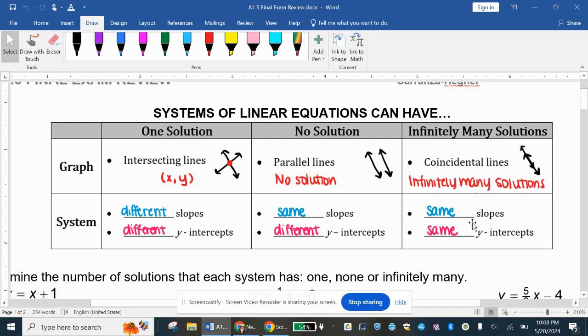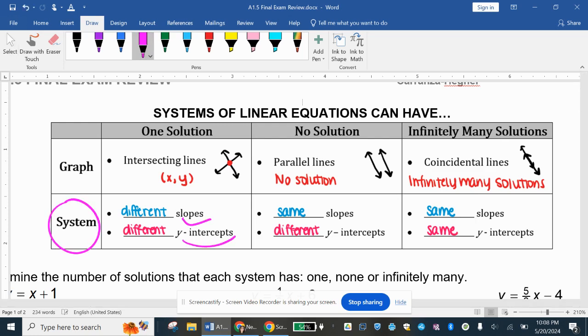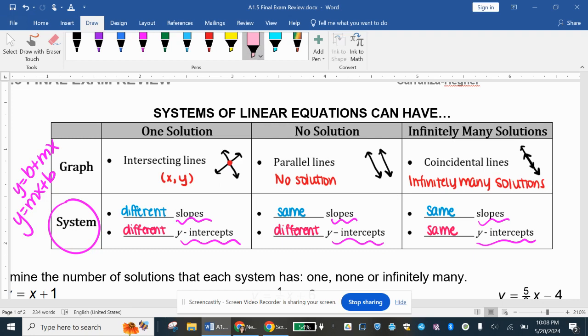Just really quickly, when I talk about the slopes and the intercepts, I'm referring to making sure that you know that we're talking about y = mx + b, or y = b + mx, okay? The y-intercept is the number without the x, not multiplied with the x, and the slope is the number that is multiplied with the x.